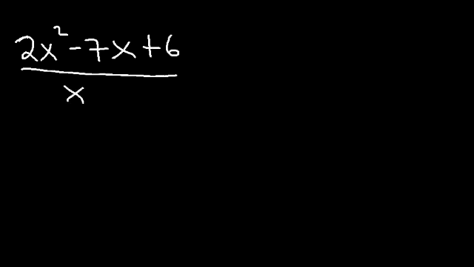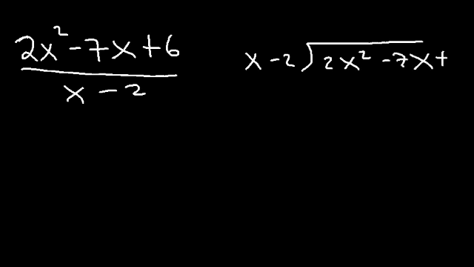Now let's try another example. Let's divide 2x squared minus 7x plus 6 by x minus 2. Now the numerator is factorable, but we're going to use long division and synthetic division. You can factor and cancel if you want, but let's start with long division. Let's put the denominator on the outside and the numerator on the inside. So first, let's divide. 2x squared divided by x is simply 2x.